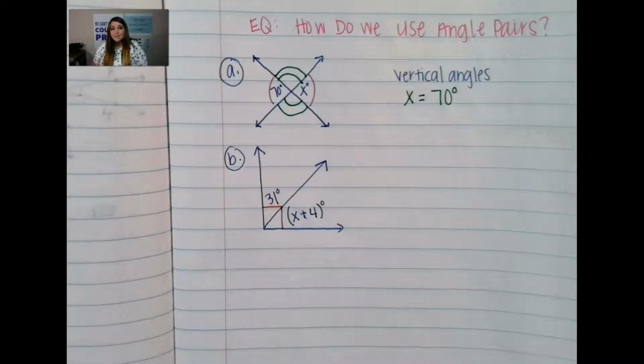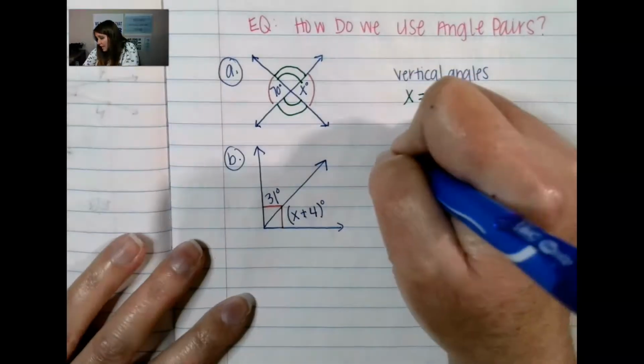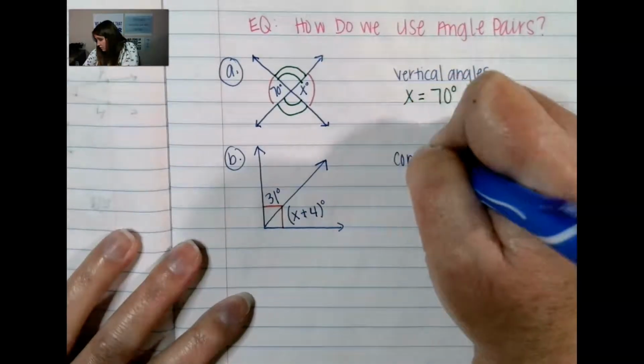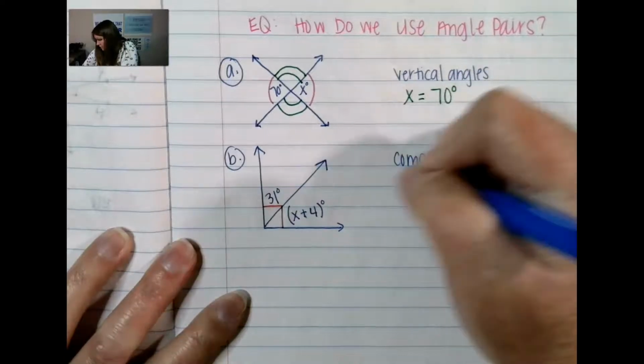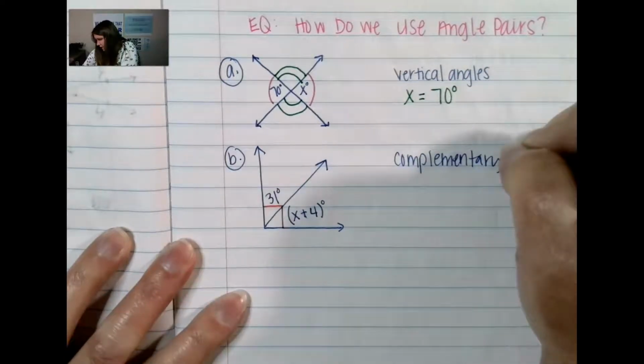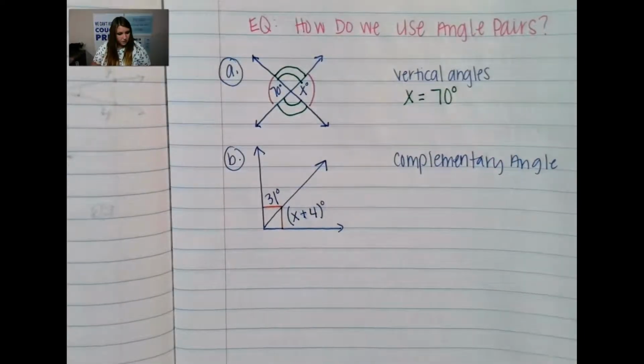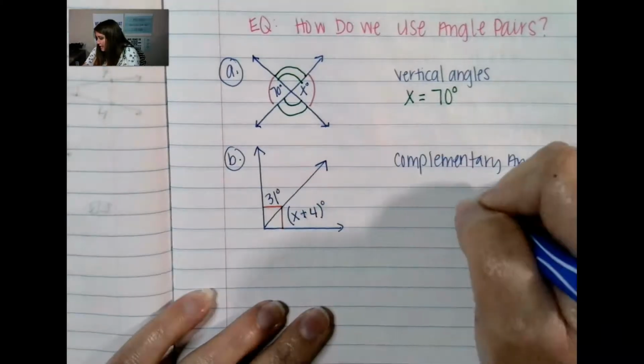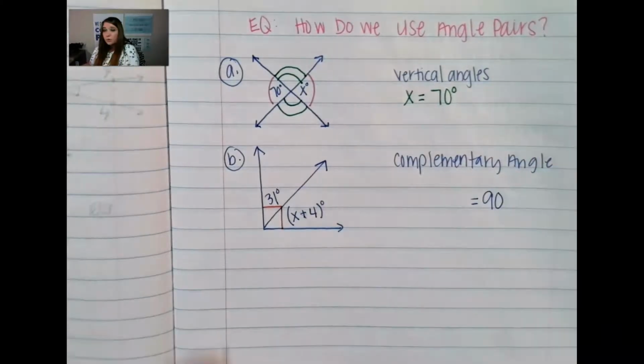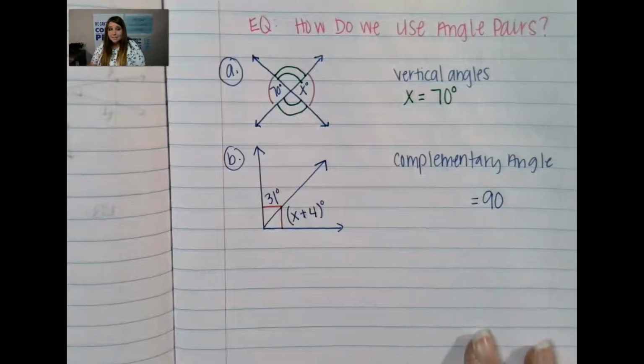And we know that 90-degree angles are called complementary because they have one P, complementary. So this is a complementary angle. Complementary angle. It has one 90-degree angle, okay? So this whole thing has to equal 90 degrees. So the total has to equal 90.